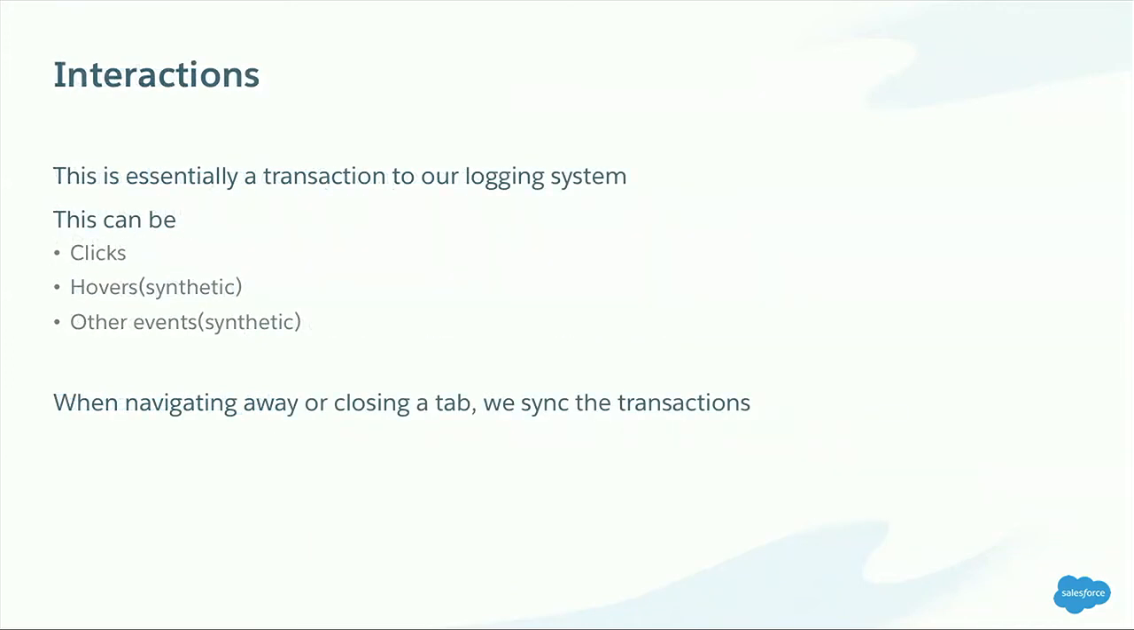And of course, once you identify it, it doesn't really register until you have a log in there. So interaction is our transaction to our logging system. Interaction can be clicks, can be hovers, or even other custom events that you might have created. Whenever you navigate away to a tab or UI, that's when we actually push a log into the org, because we want to make sure we're not inhibiting your overall org performance. We wanted to make it as seamless as possible.